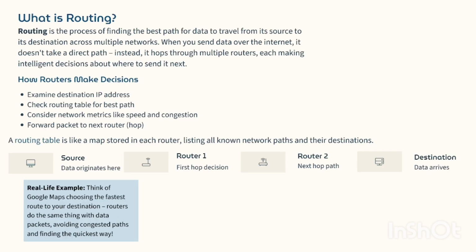Now let's talk about routing. Routing is a process of selecting paths for data to travel from source to destination. A router uses routing tables to store information about different network paths. Now how do routers make decisions? Firstly, it examines the destination IP address, then it checks the routing table for the best path, then it considers network metrics like speed and congestion. At last, it forwards the packet to the next router.